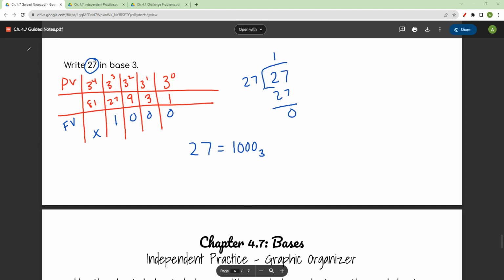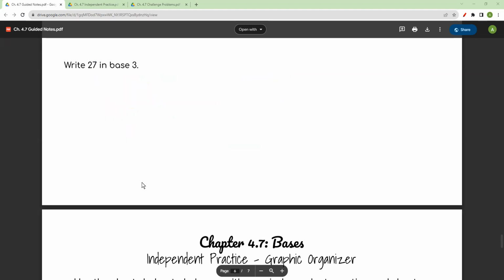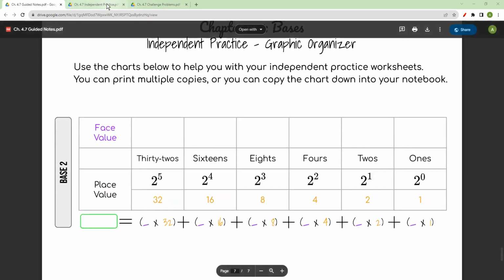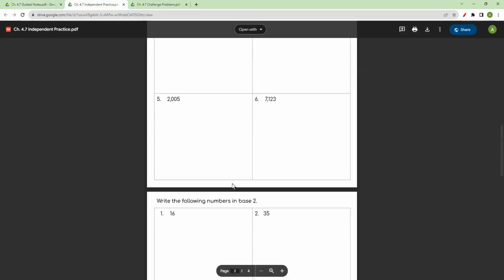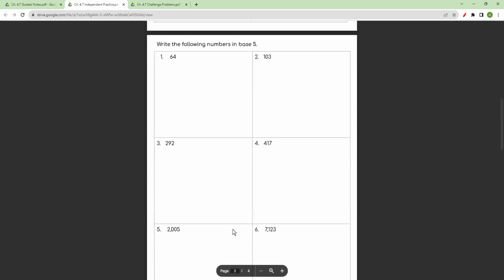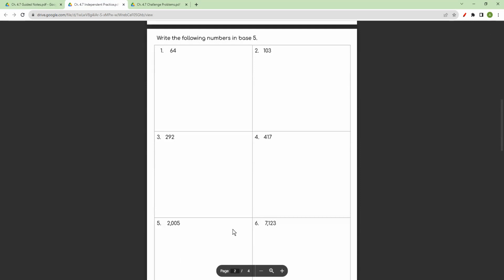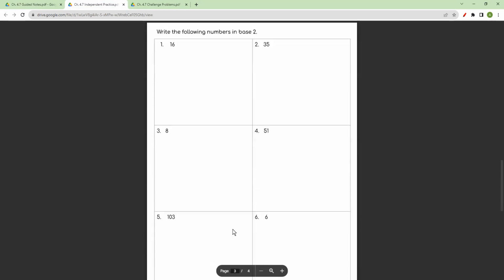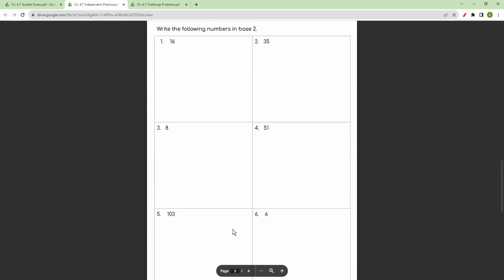All right. So now going over to the homework. I gave you this graphic organizer here. Let me pop over to the homework first. So there's 3 pages. The first page, you have to take the number from base 5 or base 2 and put it into base 10. Second page, take the base 10 numbers and put it into base 5. And the third page, take the base 10 numbers and put it into base 2. So we did all of those examples in class in this video.